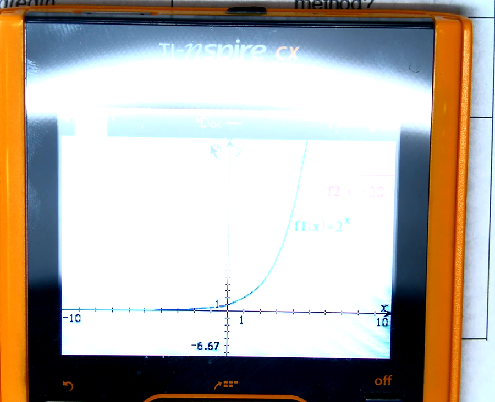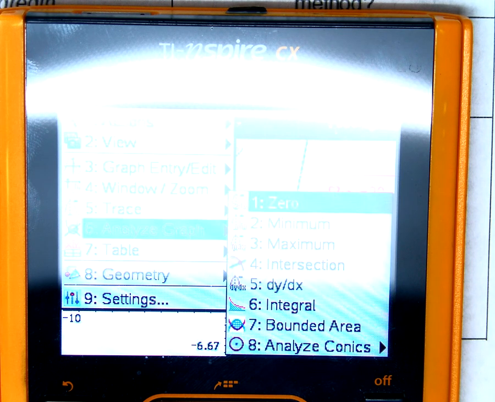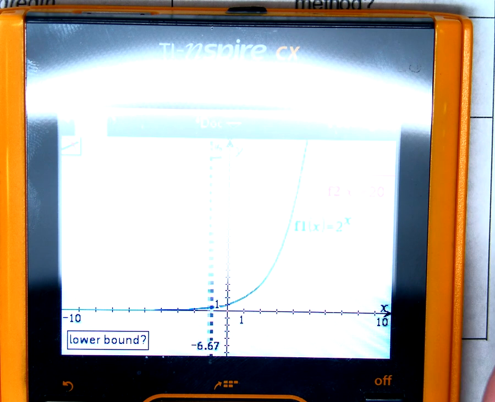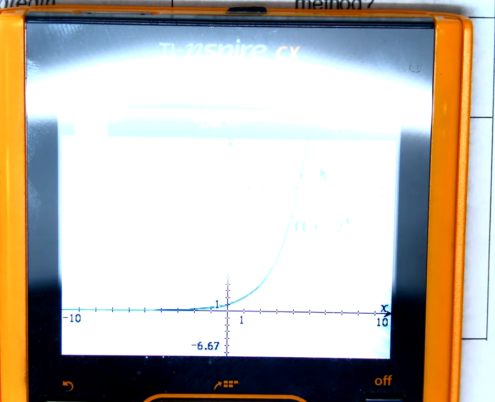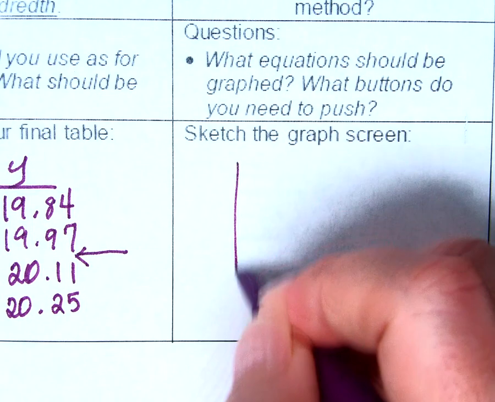Okay, can I do that on this calculator? Do you remember the keystrokes? Menu, analyze, intersection, right? And then I have to move my little dotted line to the left side of the intersection and the right side of the intersection. And this is going to tell me the answer, right? Well, I don't know any more than I knew before, right? I knew it was around 4.32, didn't I? But what did the calculator do? It rounded. Okay, so my graph looks like this.